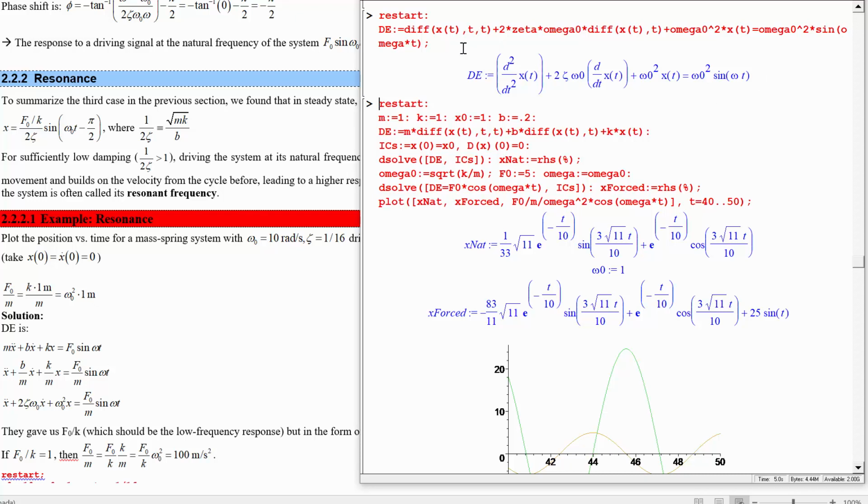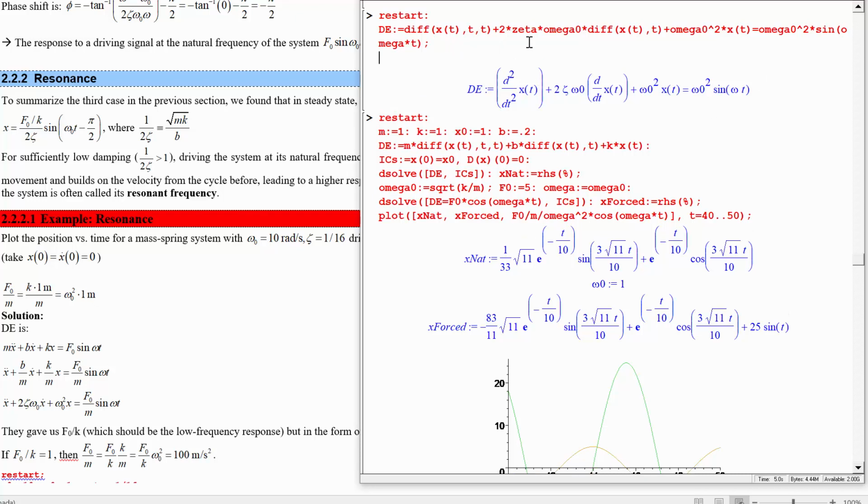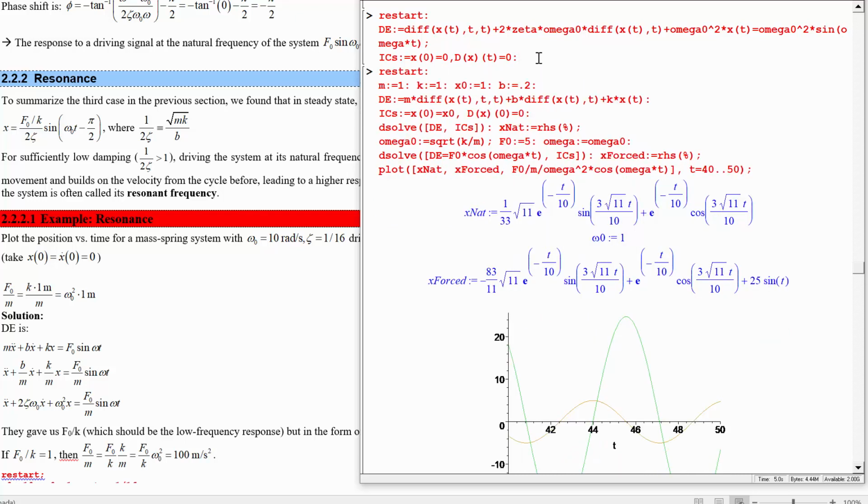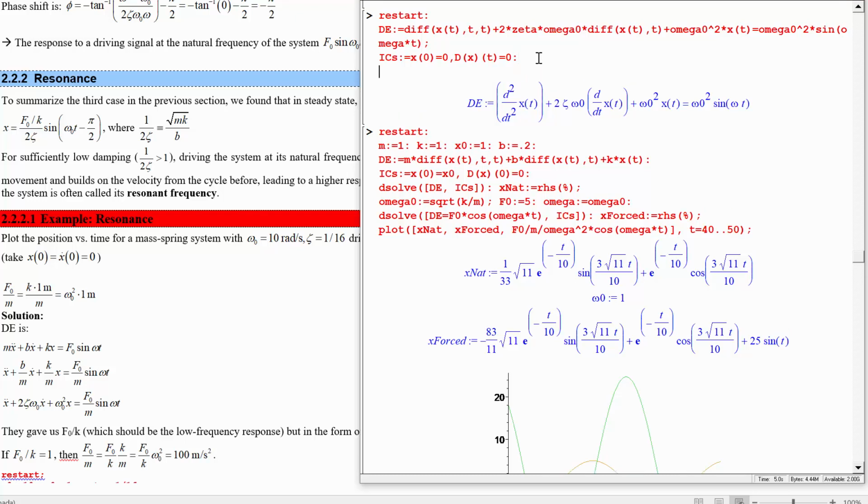We've got the differential equation. We can put in our initial conditions. x at 0 is 0, and the derivative of x at 0, the velocity, is also 0. So this means it starts at the equilibrium position at rest. All right, next we can solve it. I wonder if, yeah, I think it'll let us solve it even though we haven't put in what the parameters are.